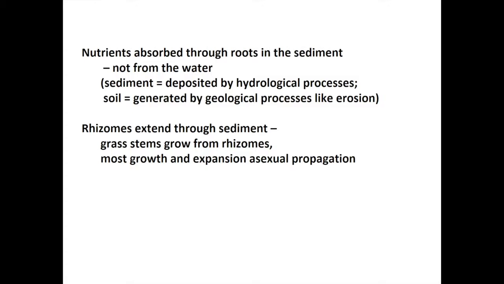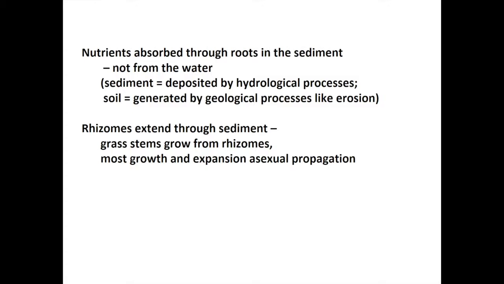So they have roots that go into the sediment, and it's from that sediment where they get their nitrogen, phosphorus, and other nutrients they need for growth. They also have rhizomes that are underground that extend through the sediment, and then individual grass stems grow up from those rhizomes. This is much like grass that you see in a lawn, where little rhizomes extend and the grass can then grow vegetatively.